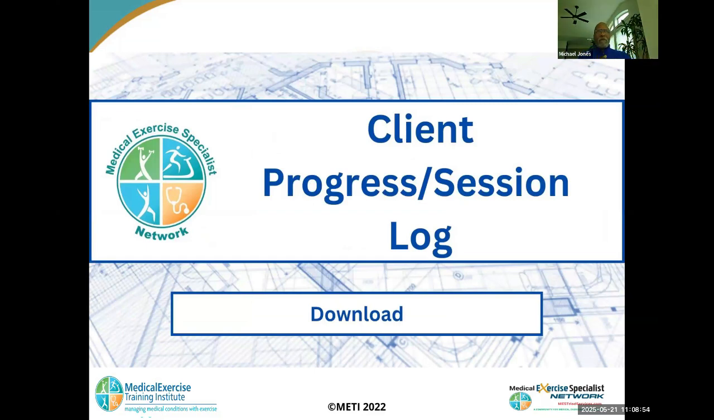And with that, let's talk about this client progress or session log. Now, I included both here. It really is a client session log because you're noting what happened with the client in the session, but you can note progression or progress that the client may have by just simply noting what you saw last session compared to what you're seeing the current session. So this is a little bit of both, but probably the better term would be a client session log.